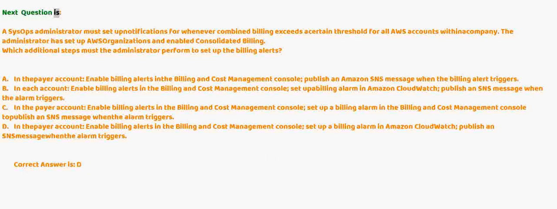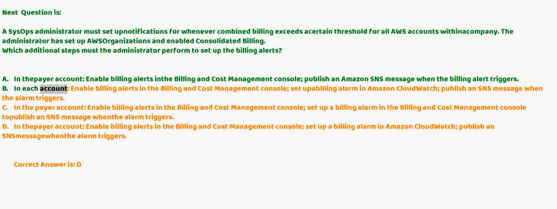Next question is: a SysOps administrator must set up notifications for whenever combined billing exceeds a certain threshold for all AWS accounts within a company. The administrator has set up AWS Organizations and enabled consolidated billing. Which additional steps must the administrator perform to set up the billing alerts? A. In their account, enable billing alerts in the Billing and Cost Management console. Publish an Amazon SNS message when the billing alert triggers.